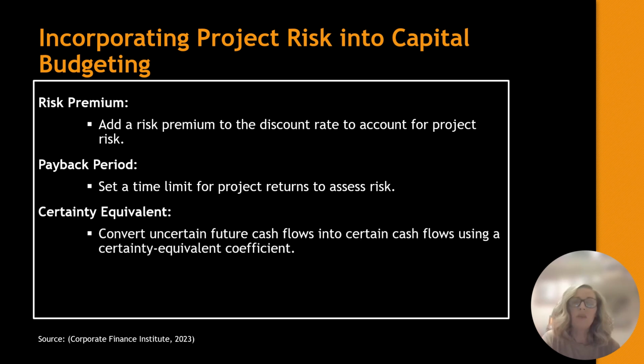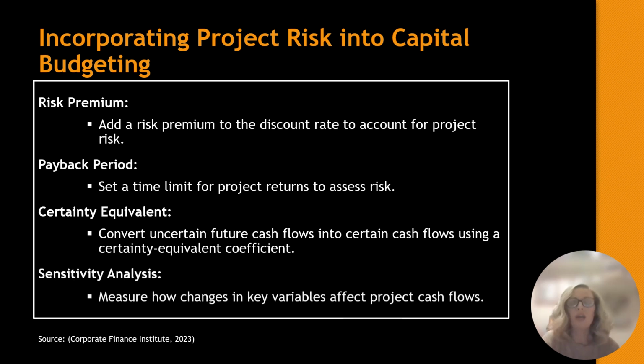Certainty equivalent. The certainty equivalent method involves converting uncertain future cash flows into certain cash flows using a certainty equivalent coefficient. This approach helps in evaluating the project's risk by considering the level of certainty associated with future cash flows. And finally, sensitivity analysis. It measures how changes in key variables such as sales volume, selling price, and variable costs affect the project's cash flows. This analysis helps in understanding the project's risk profile and making informed decisions.